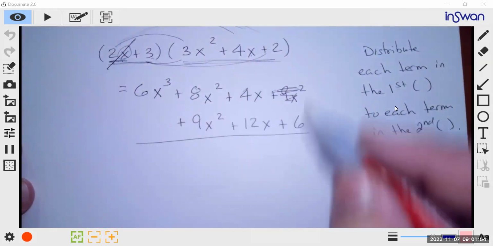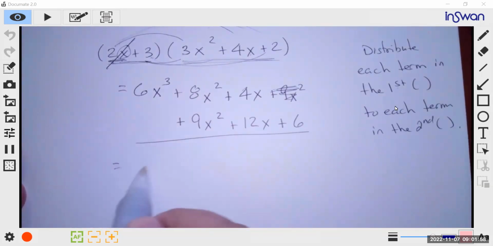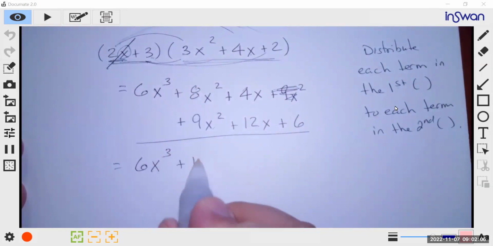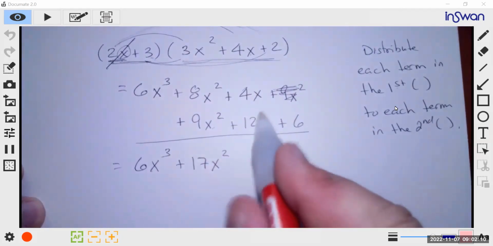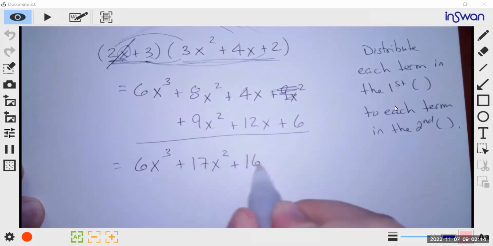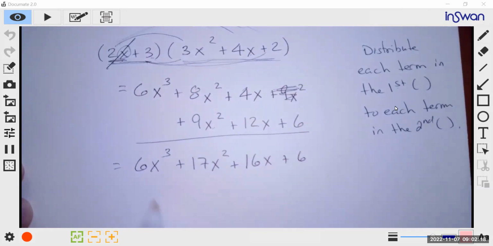I lined them up already. That's what I needed. So how many x cubes do we got? We got 6 of them. How many x squares? 8 plus 9, 17. How many x's? They're both positive. 12 plus 4 is 16. And then the 6. And there's your final answer, which was the same we got in our other one.